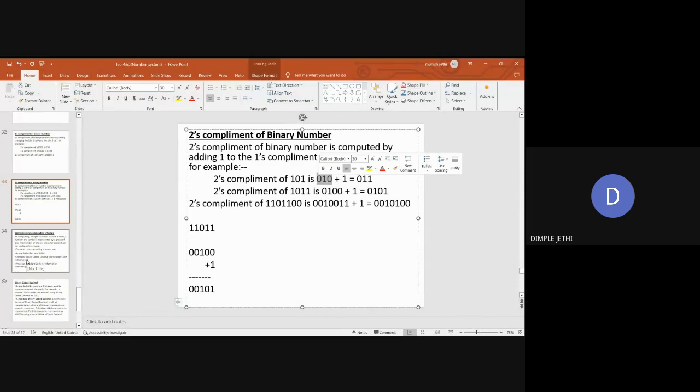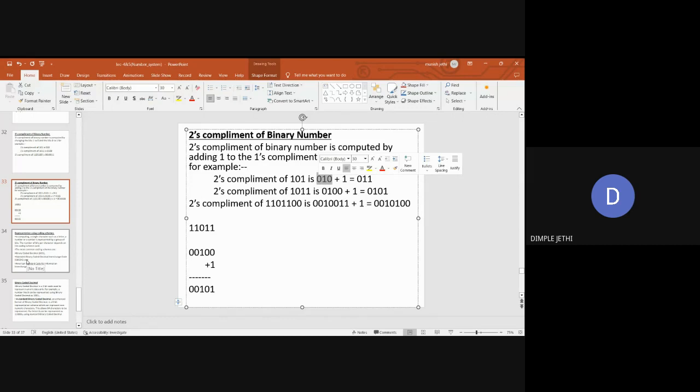Clear? Don't worry, after finishing this topic, I will give you few numericals for practice. I will do some numericals for practice in the class. First, I'm completing this topic, then we will practice it.